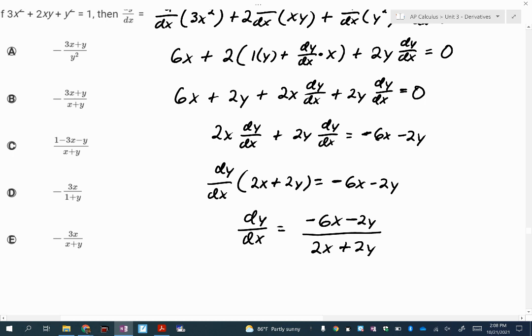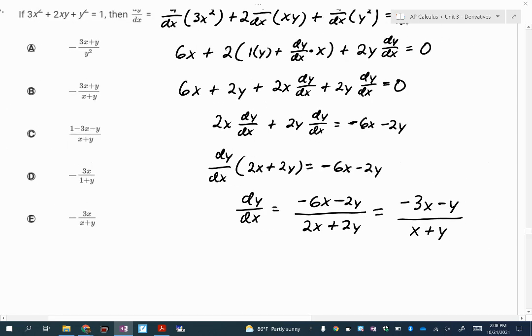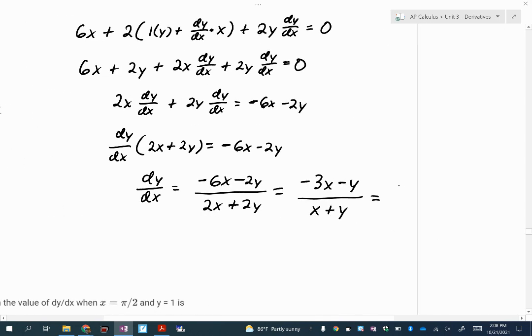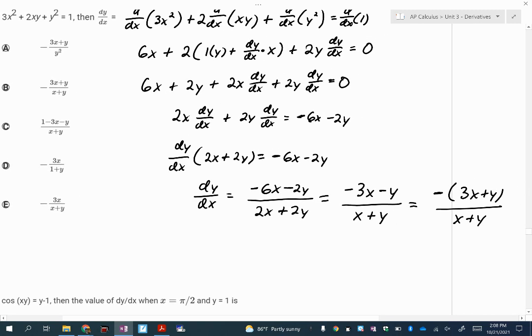You'll notice you don't see it, because all four terms can be divided by 2. So I get negative 3x minus y over x plus y. So I'm looking for this answer. I still don't see it, but if you factor out the negative in the numerator, you get negative times 3x plus y in the numerator, which is going to give us answer B.